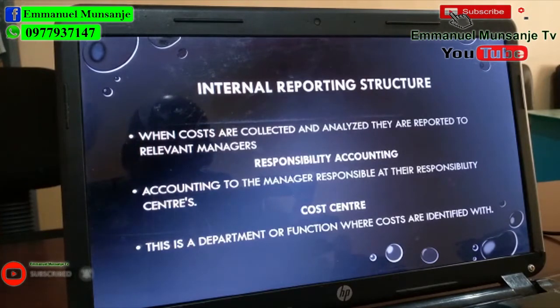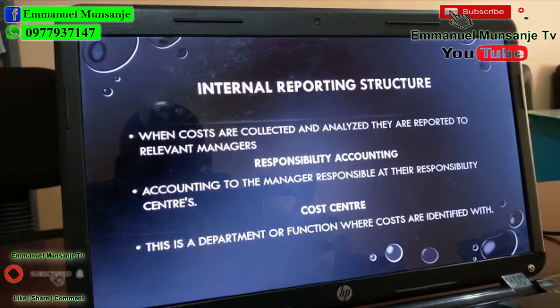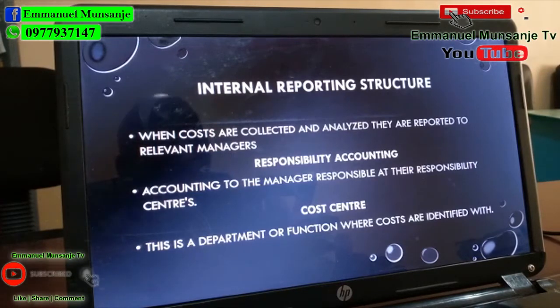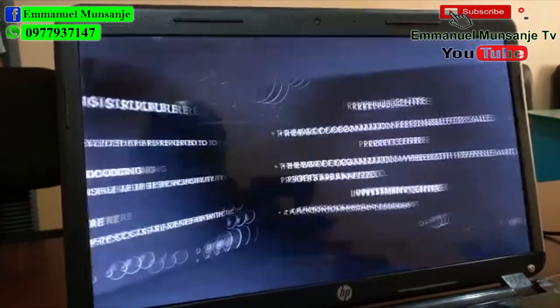When you look at the cost center, it is simply a department where relevant costs can be identified. Let me give you just an example. Maybe you go to a supermarket, maybe like ShopRite. What is a cost center? There are various categories in the supermarket. There's a bakery section, there's the meat section, the drink section. So each one is very unique and each one has unique expenses. Therefore, it's a center where those costs can be identified. We shall see the relevance of that.